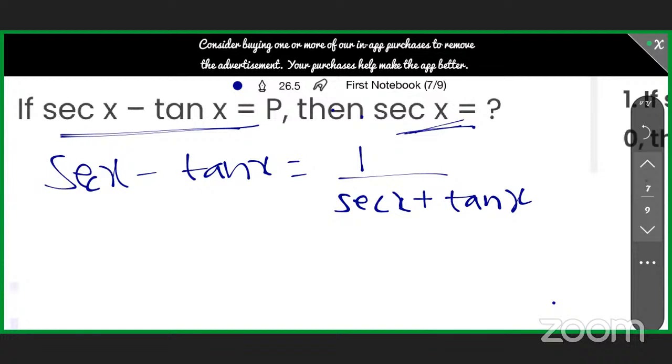Okay, you're finding it difficult. Let me help you out. They have already given me secant x minus tan x is equal to p. I keep this as equation 1.